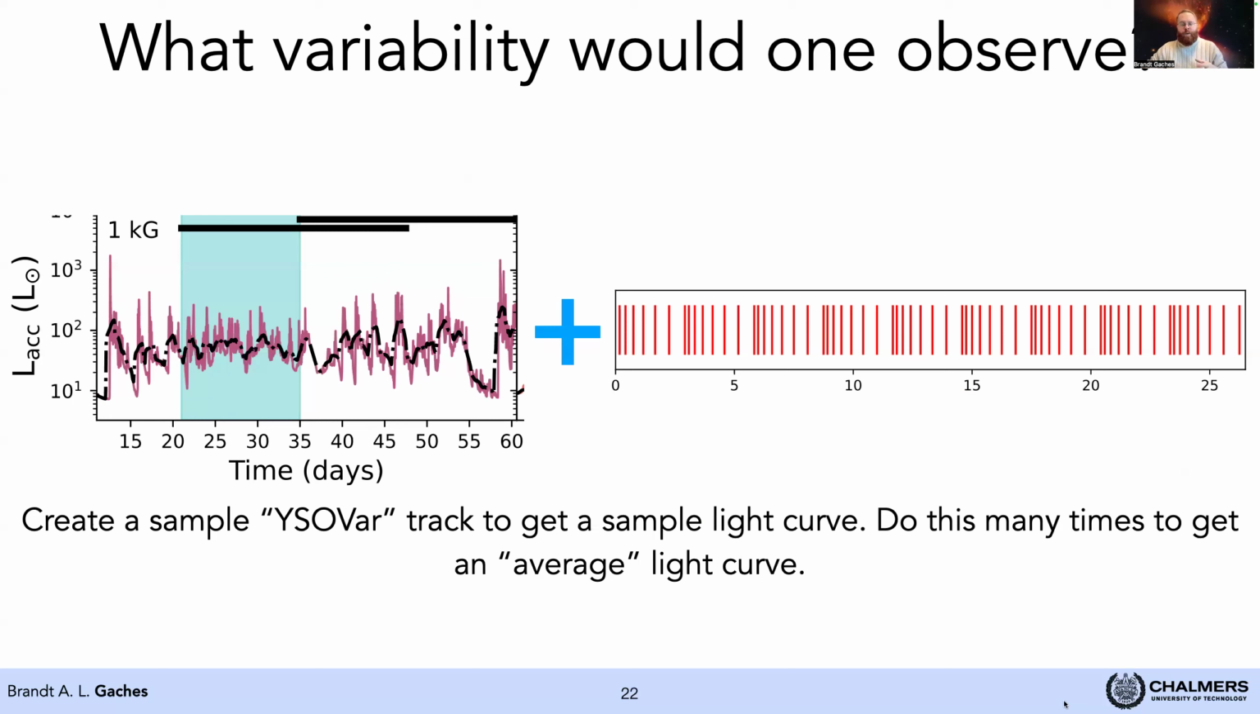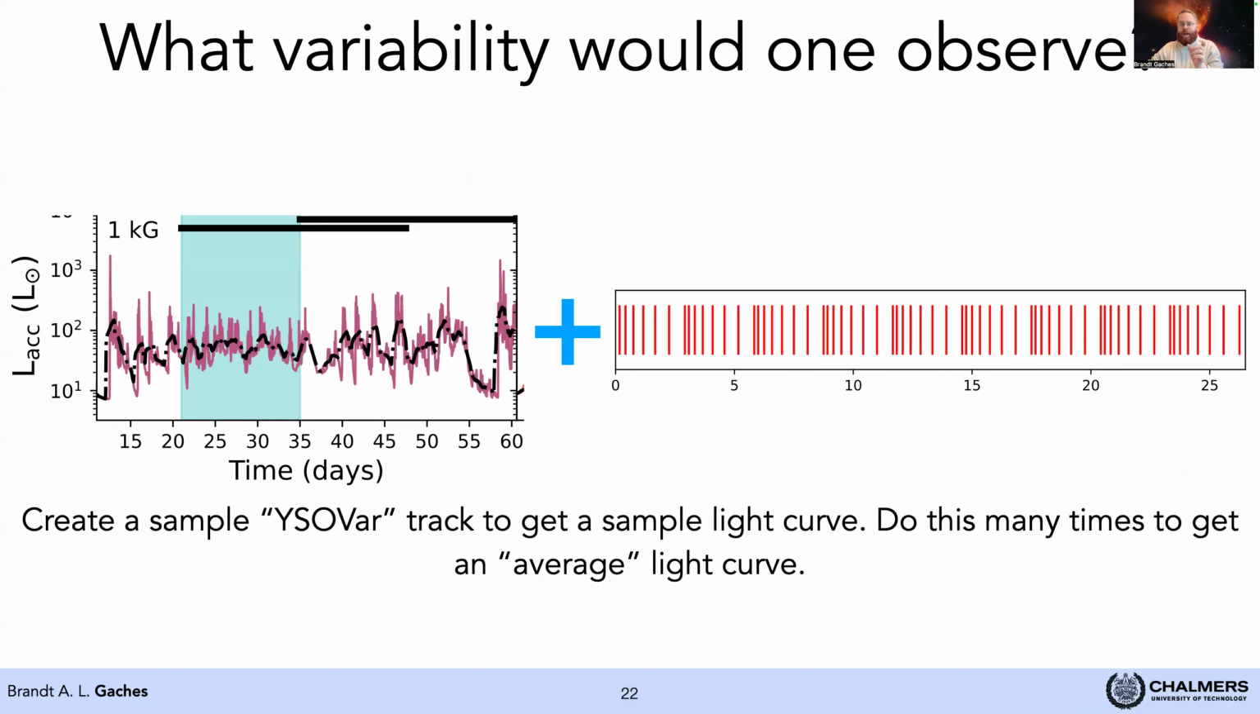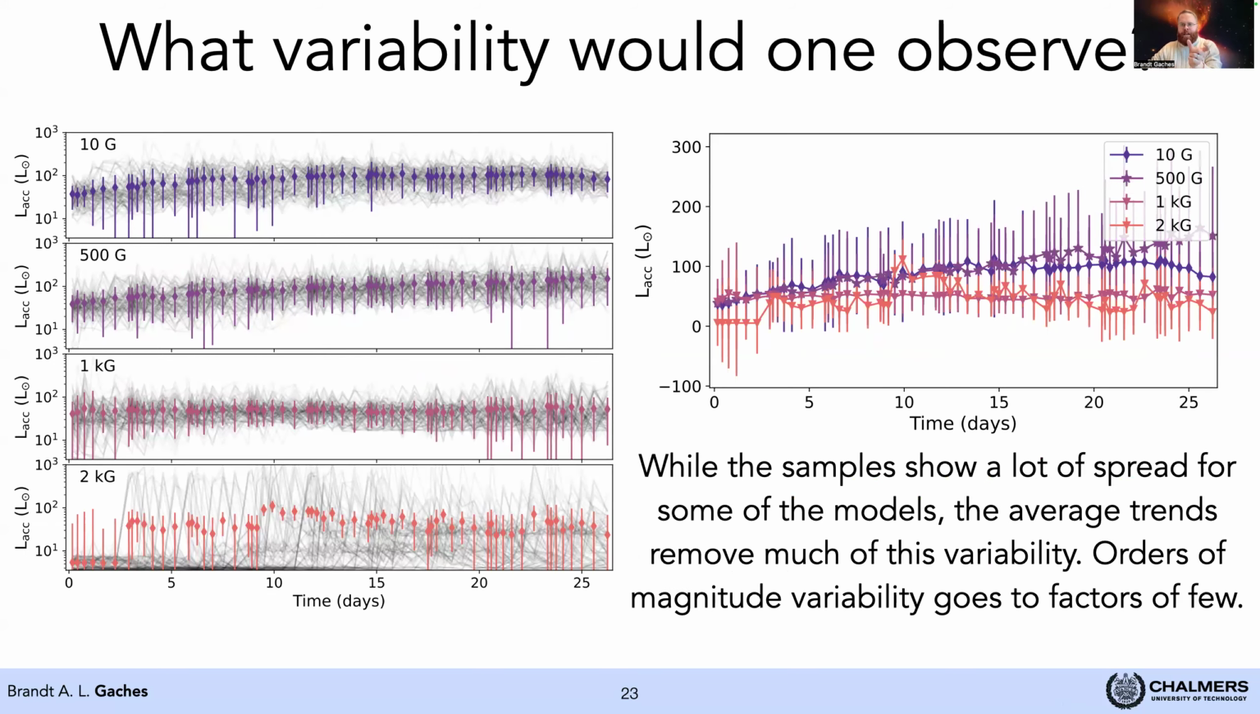And then you want to ask, what would the average trend be? So you take 1,000 samples and you average them. That's what's shown here on the left. This is for all the different magnetic fields. The black lines are the individual YSOVAR cadences that were chosen within this blue band. So you see now the time axis only goes up to about 26 days, which is the length of this synthetic cadence.